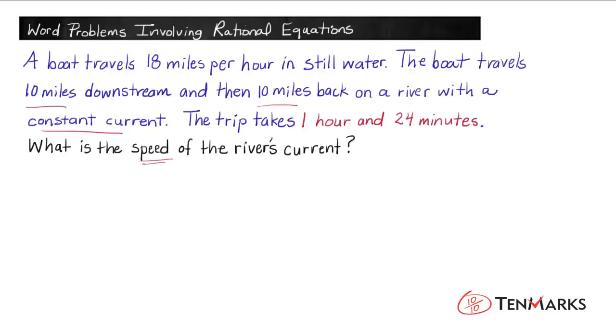The unknown value is the speed of the river's current. That's what we're looking for. So let's let x equal the speed of the river's current. On the first half of the trip, the boat is going to travel 10 miles, and it's going to travel at a rate of 18 miles per hour plus the rate of the current, so 18 plus x.